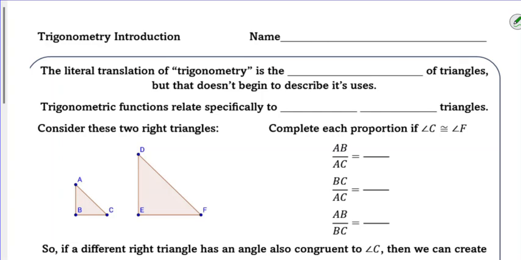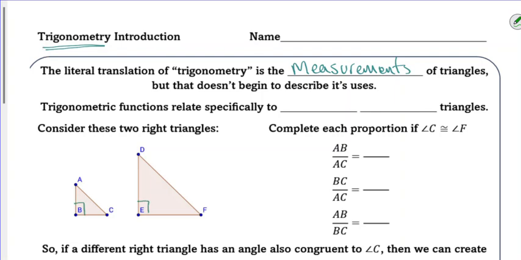Alright, here we're going to start talking about trigonometry. So trigonometry literally translates to the measurements of triangles. So really the sides and the angles of triangles, but that doesn't begin to encapsulate everything that this can actually be related to. So specifically, we're really going to be dealing with right triangles. At least this year, actually, we're only going to be dealing with right triangles.